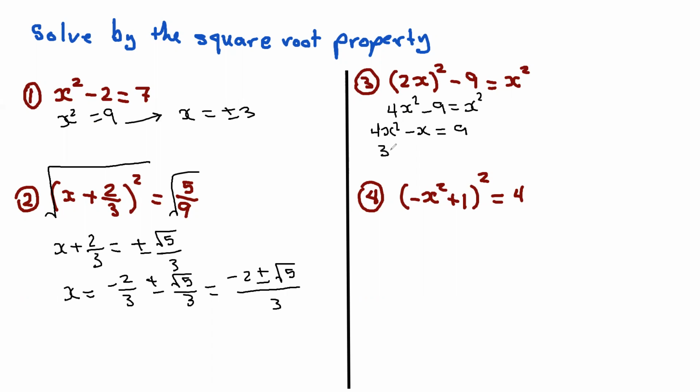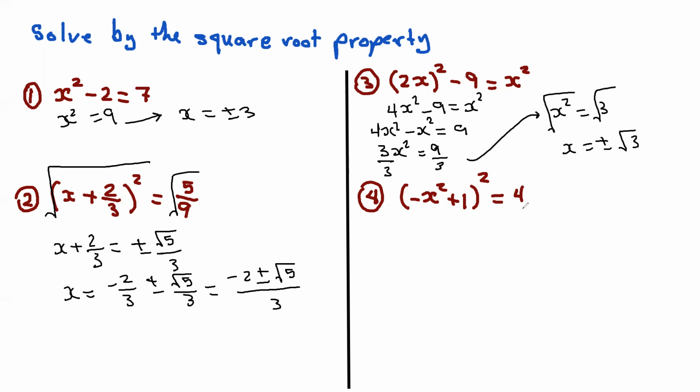So 4x squared minus x squared equals 9. That gives me 3x squared equals 9. Divide both sides by 3, and then we'll end up with x squared equals 3. At this stage, now you could square root both sides, and you're going to get x. Don't forget the plus or minus root 3 as your final answer.